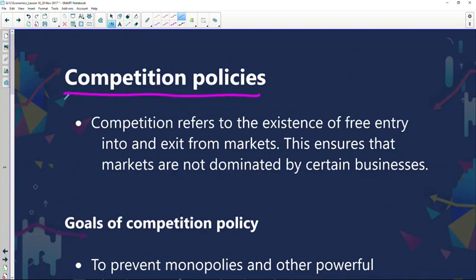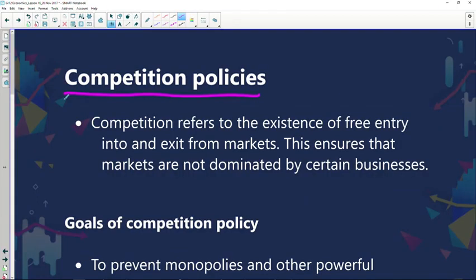So what is competition? Because we use this word, sometimes we do overuse it, especially in economics, because we always are talking about competitors, competition. Is it fair? Is it not? And we're always talking about that competitive advantage that a firm may have over other firms or businesses. Okay, so competition refers to the existence of free entry into and exit from markets. So we come across these two words again. So exit there and entry.